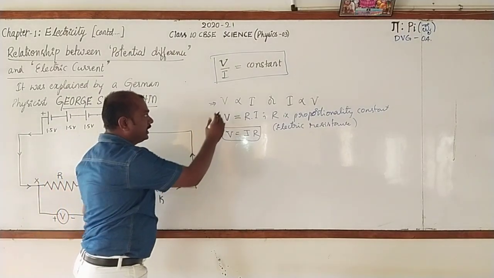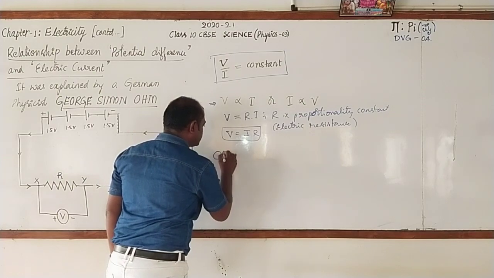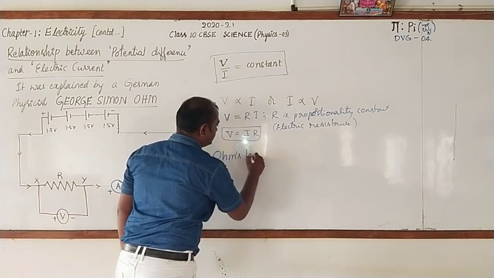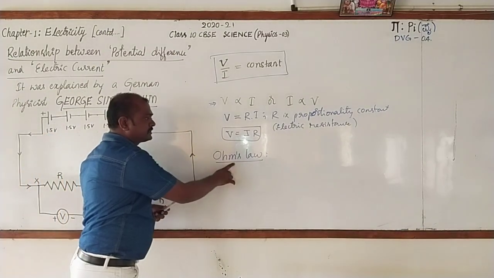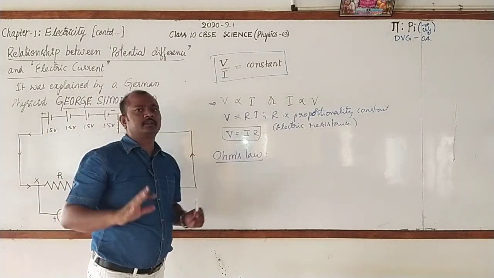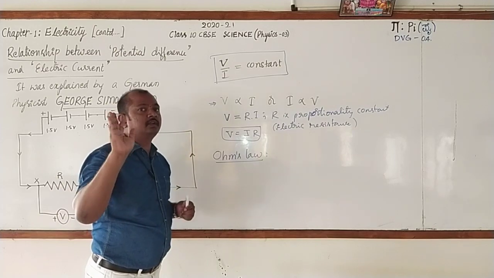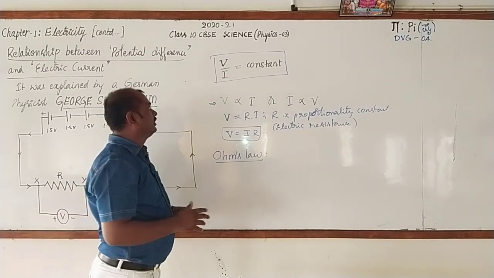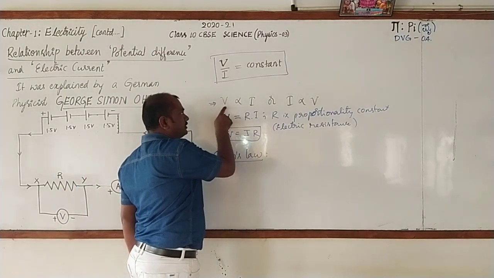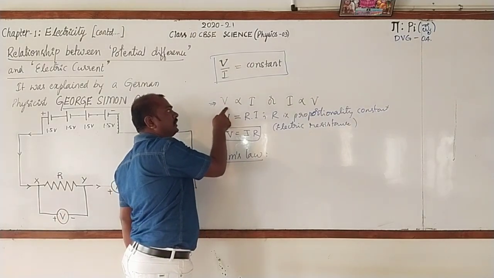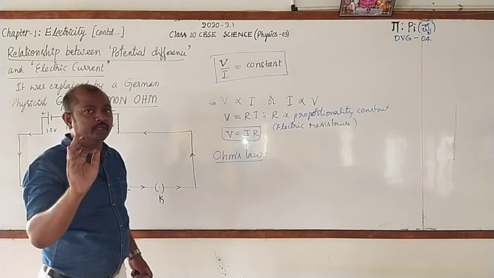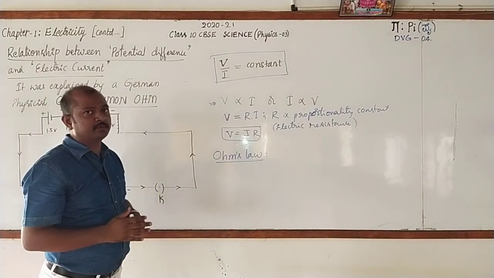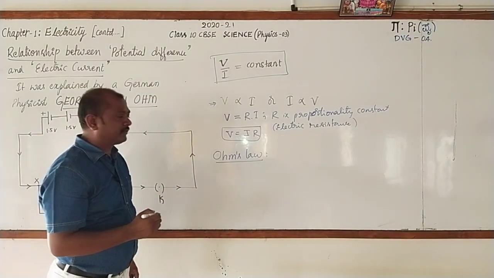Now with this, let us go for stating Ohm's law. Ohm's law states that in any conductor at constant temperature, the potential difference between the ends of a conductor is directly proportional to the current flowing through it. This is the statement. So let me write that.